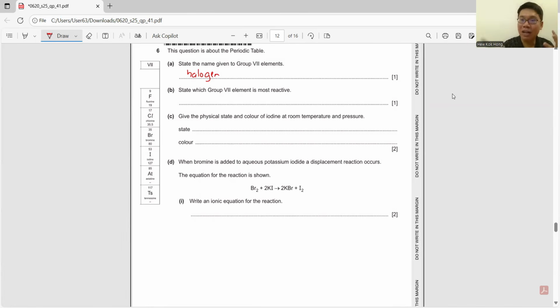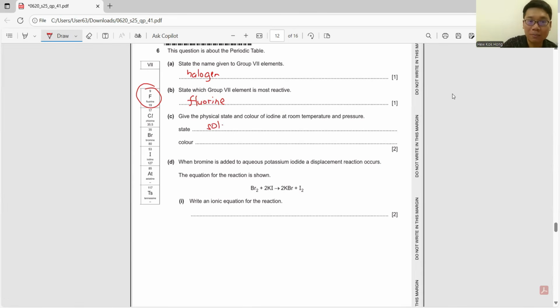We know group 7, they need to receive 1 electron from outside. So when it's closer to the nucleus, the distance between nucleus and outermost electron is shortest, then the attraction force is strongest. So this is the most reactive situation. Fluorine. If you want to write in symbol, make sure you write F2 because group 7 is always in diatomic state.